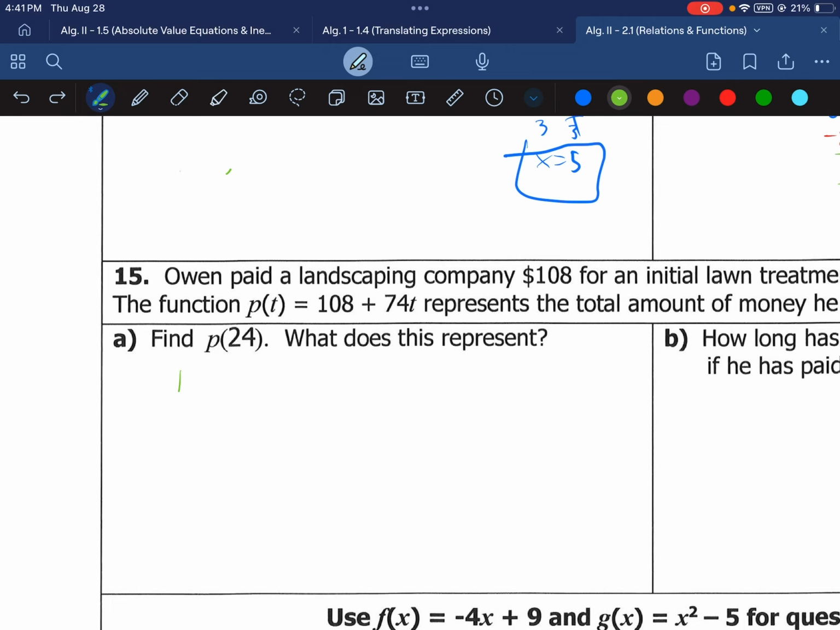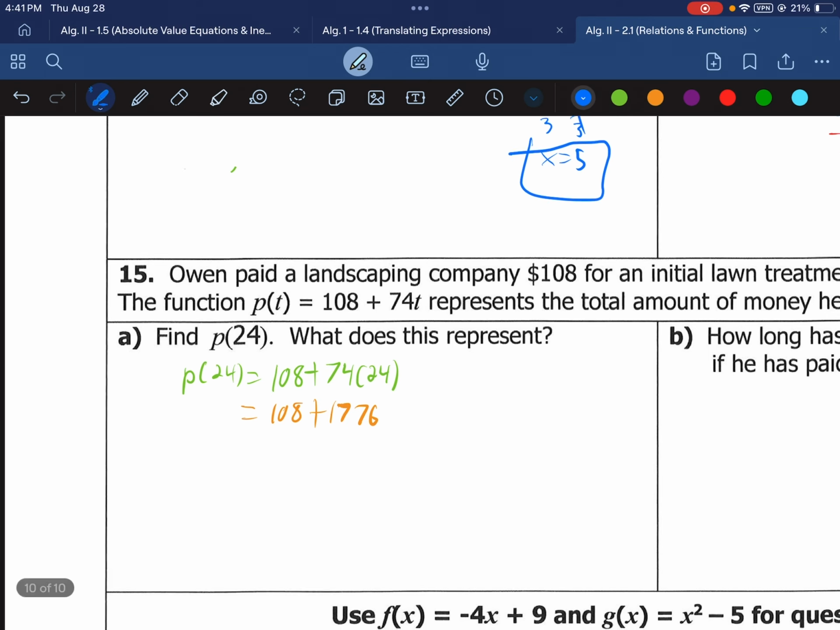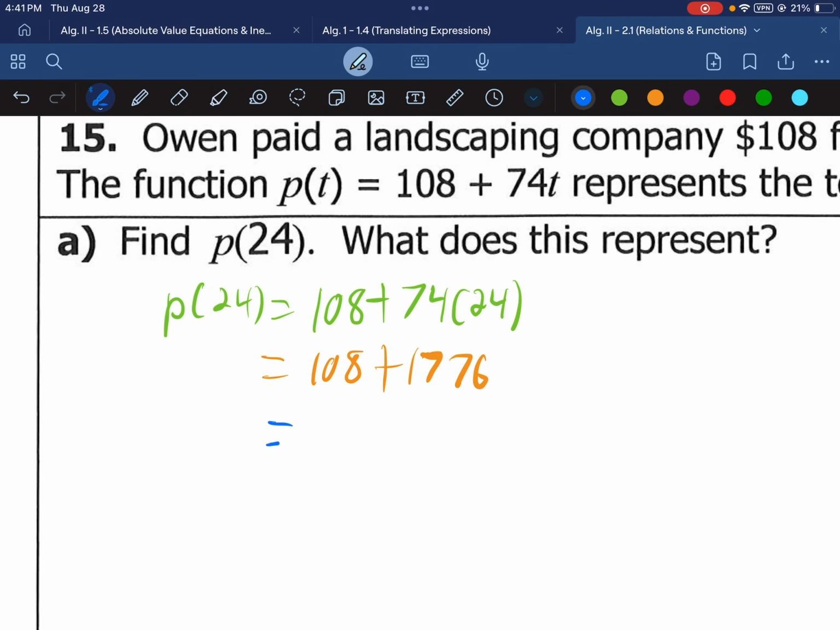So find p of 24. So p of 24, we plug that in, 108 plus 74 times 24. That'd be the equivalent of 2 years, 24 months. So that's 108 plus 1776, a little patriotic there. 108 plus 1776 is 1,884. So p of 24 is that.